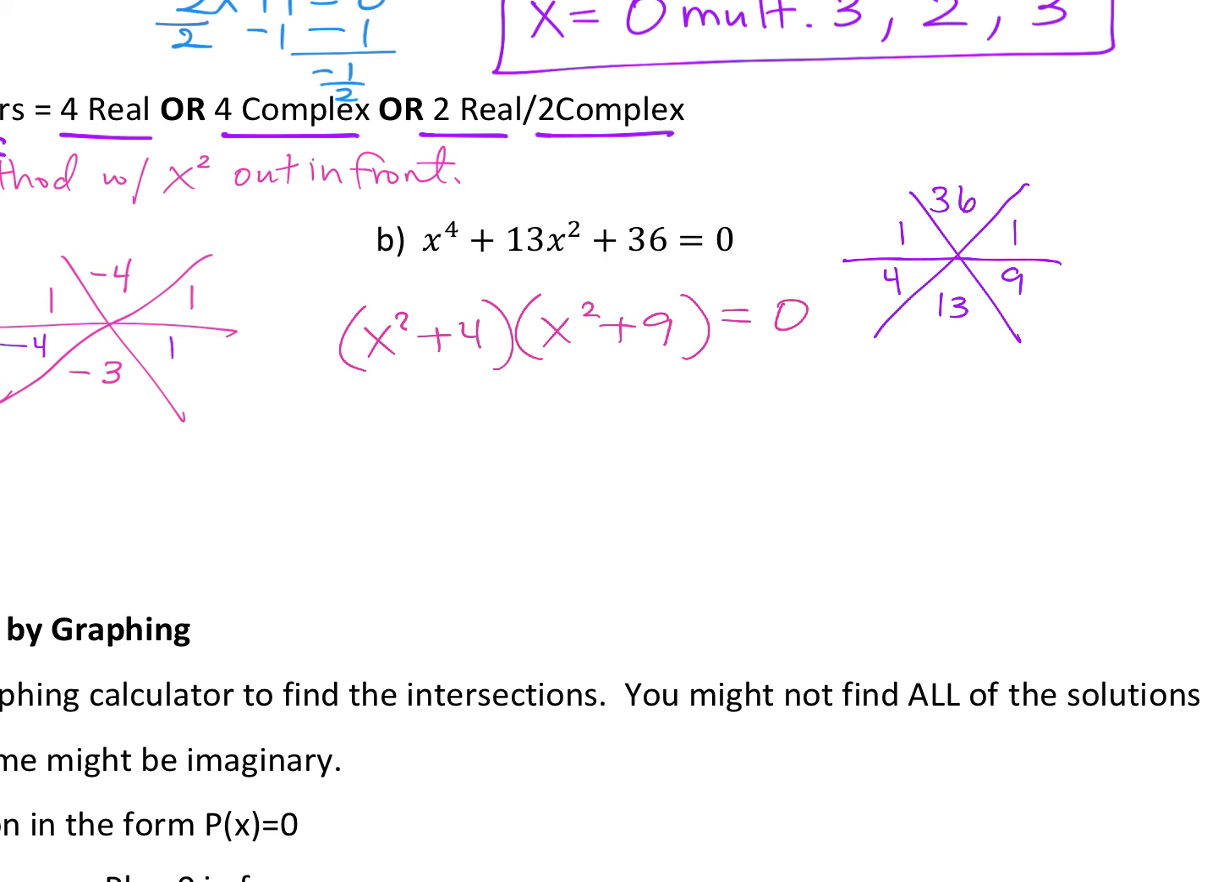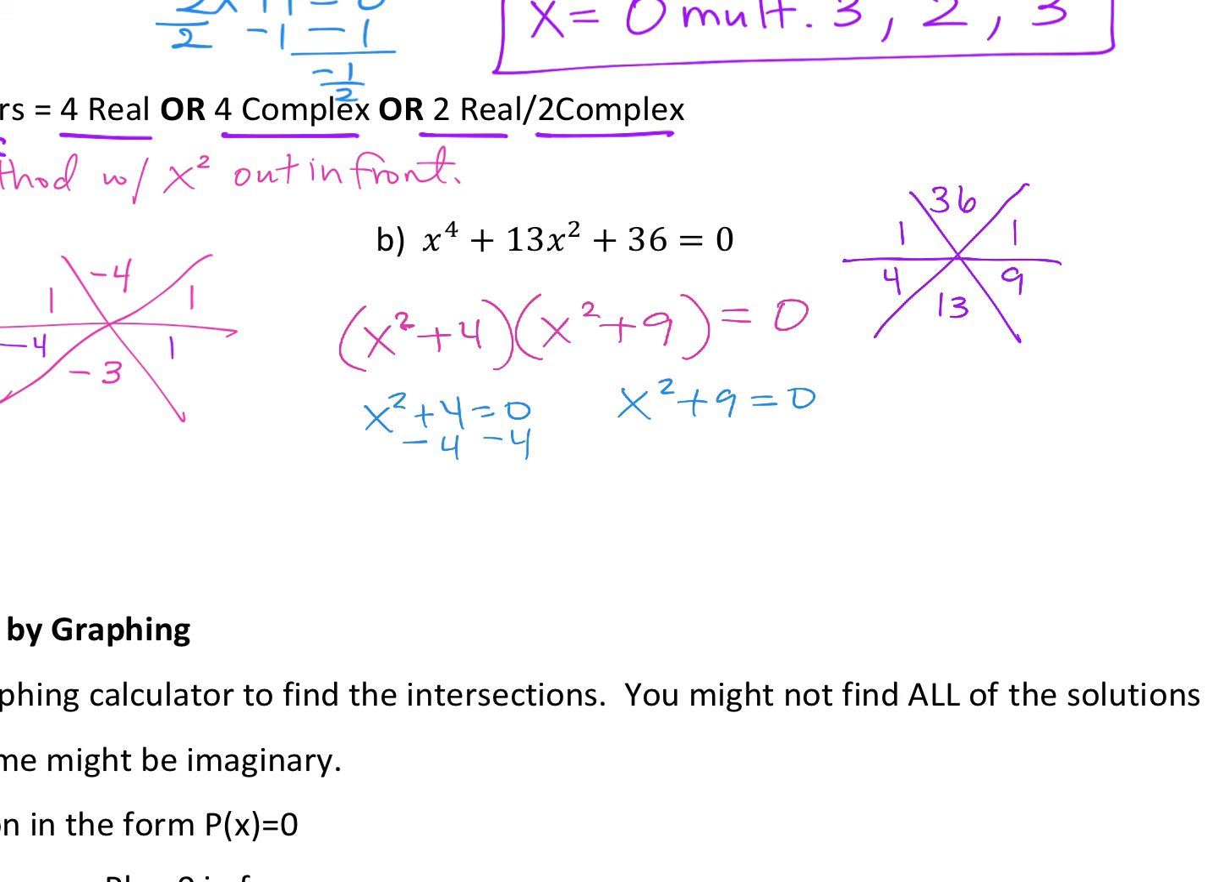Looking at it right now, if you're thinking forward, you might be able to tell me already. Can any of you tell me? 4 real, 4 complex, or 2 of each? Sean? 4 complex, right? If we're adding 4, we're going to have to subtract it, which is going to make it negative. And if that negative shows up, then when we square root, you're going to get a complex solution, okay? So if we simplify this, x squared plus 4 equals 0, and x squared plus 9 equals 0.